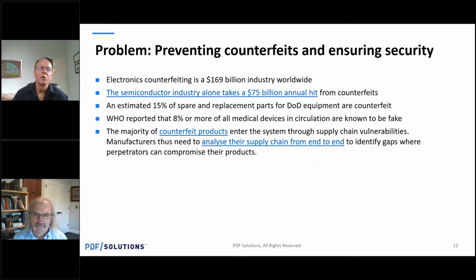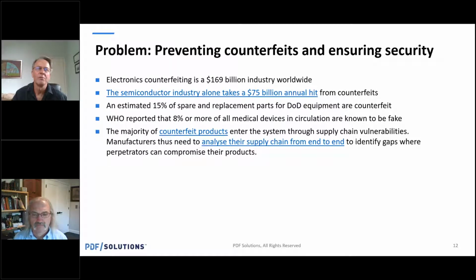So here's one last problem, which is the problem of preventing counterfeits and ensuring security. So counterfeiting is a massive problem. We've got a figure here of $169 billion it costs the industry worldwide, and $75 billion of that is attributable to the semiconductor industry alone. Actually, I've seen numbers in the trillions, but I was conservative here. But whatever numbers you look at, they're eye-watering. And further than just simply cost, there is a concern of security.